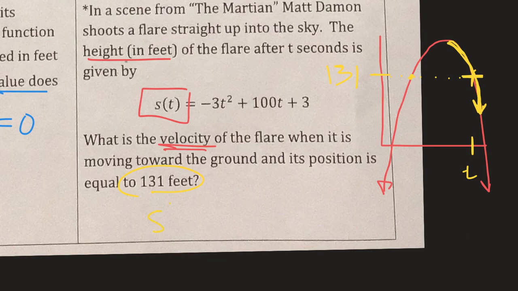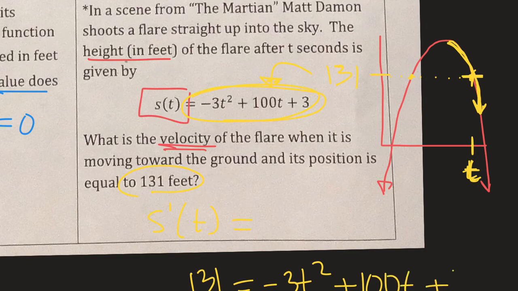Velocity is the derivative of your position function, so we take the derivative of this. We figure out what this time is. When is that thing at 131 feet? We have to set the position equal to 131 and solve for time. So you set 131 equal to negative 3t squared plus 100t plus 3.